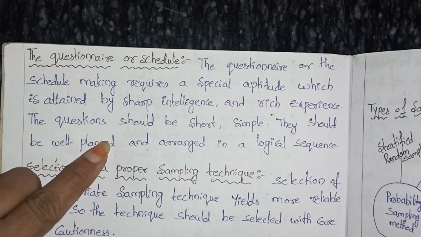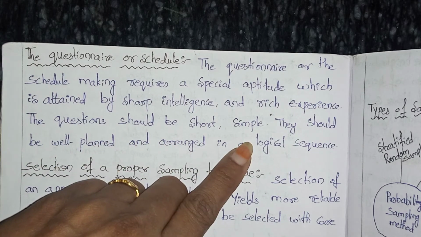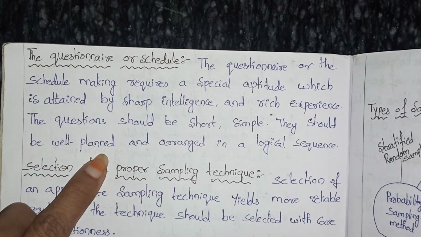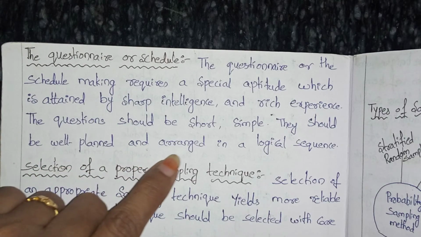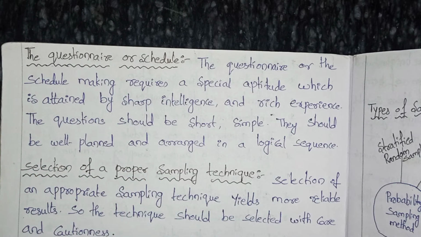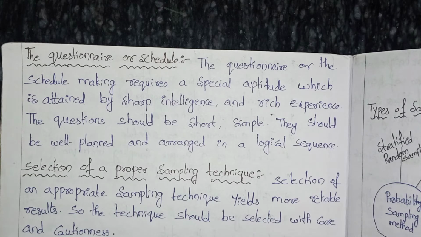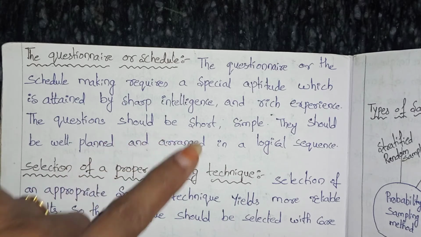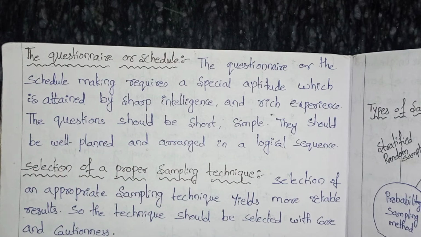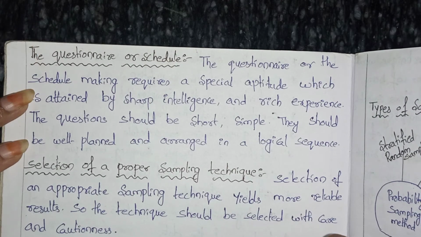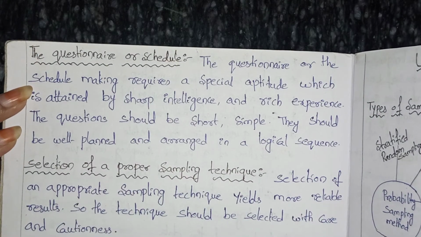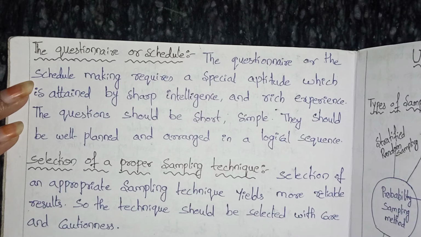The questions should be short, simple, well planned and arranged in a logical sequence. Whenever we do the survey, we should not give the questions in sentence format. It should be a yes or no kind of question. That's why the questions should be short and simple, yes or no. They should be well planned and arranged in a logical sequence.